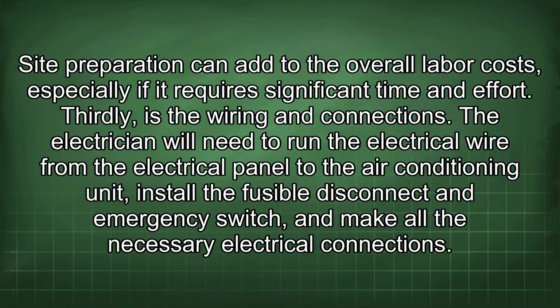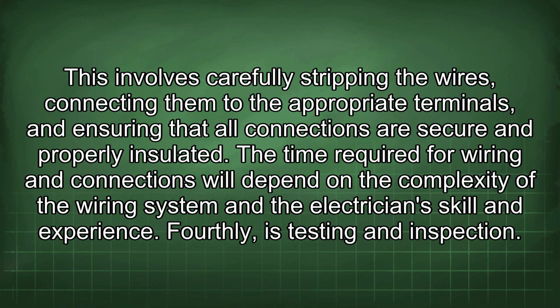Thirdly is the wiring and connections. The electrician will need to run the electrical wire from the electrical panel to the air conditioning unit, install the fusible disconnect and emergency switch, and make all the necessary electrical connections. This involves carefully stripping the wires, connecting them to the appropriate terminals, and ensuring that all connections are secure and properly insulated. The time required for wiring and connections will depend on the complexity of the wiring system and the electrician's skill and experience. Fourthly is testing and inspection.